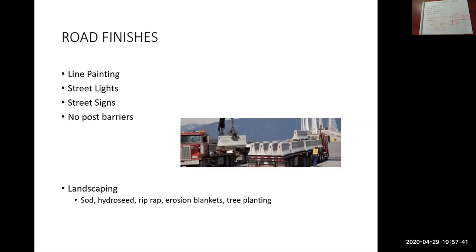Line paint is usually 100 millimeters wide for a white line down the road or a yellow line. Usually the only time they're wider than that is for a stop bar, the real wide line at an intersection where your cars are meant to stop. Those are typically 600 millimeters wide.